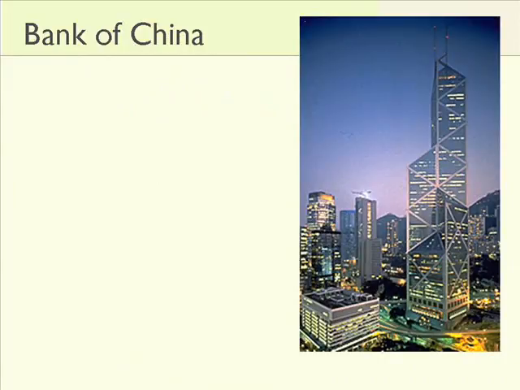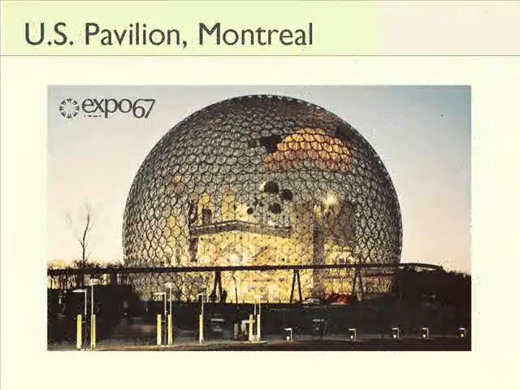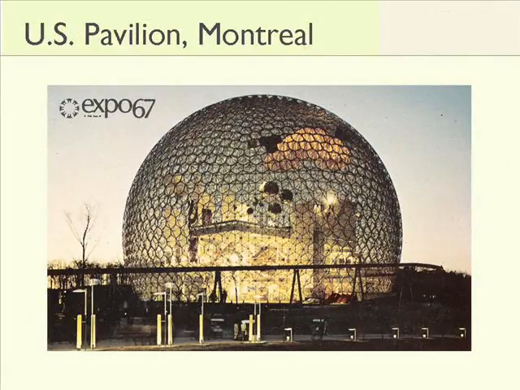This is the Bank of China building in Hong Kong, designed by I.M. Pei. It really takes advantage of steel construction, and in this case we have a building that's sheathed with a lot of glass. Buckminster Fuller really developed the potential of the geodesic dome for architectural use. This is the U.S. Pavilion in Montreal from the 1967 World Expo.